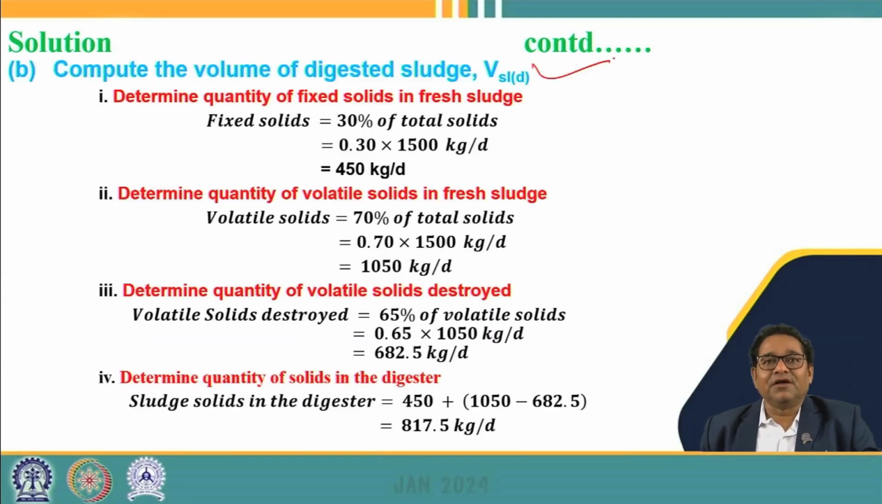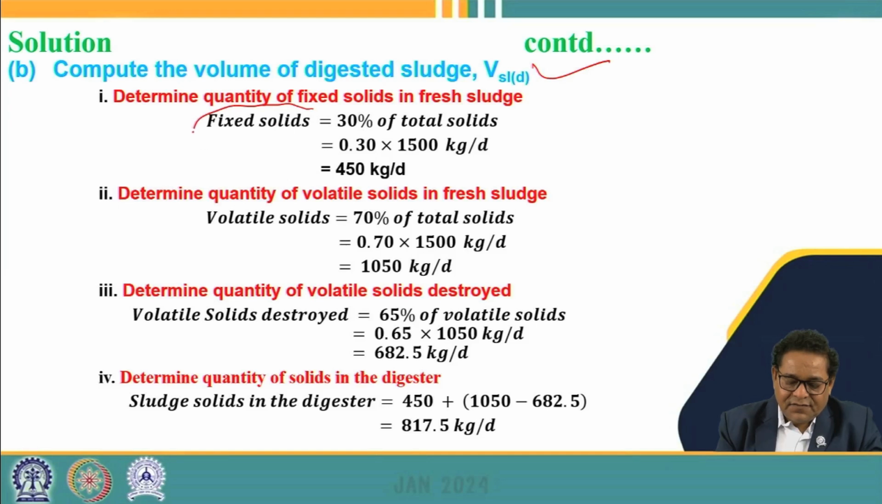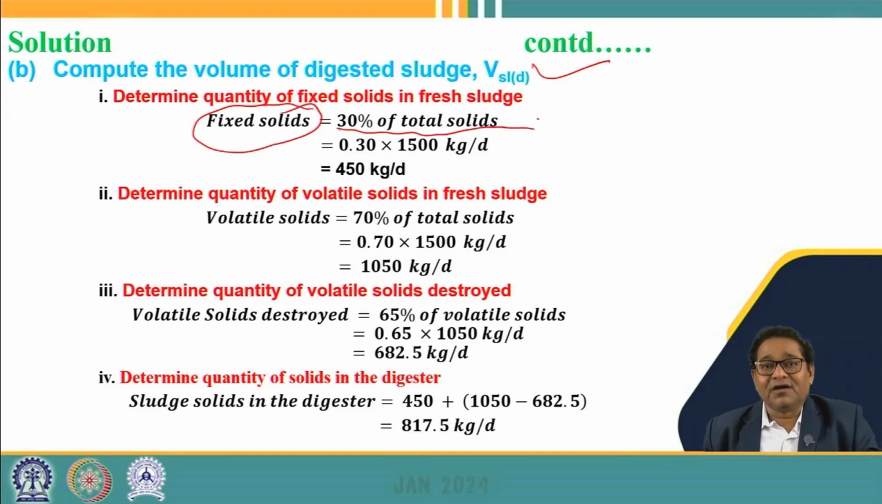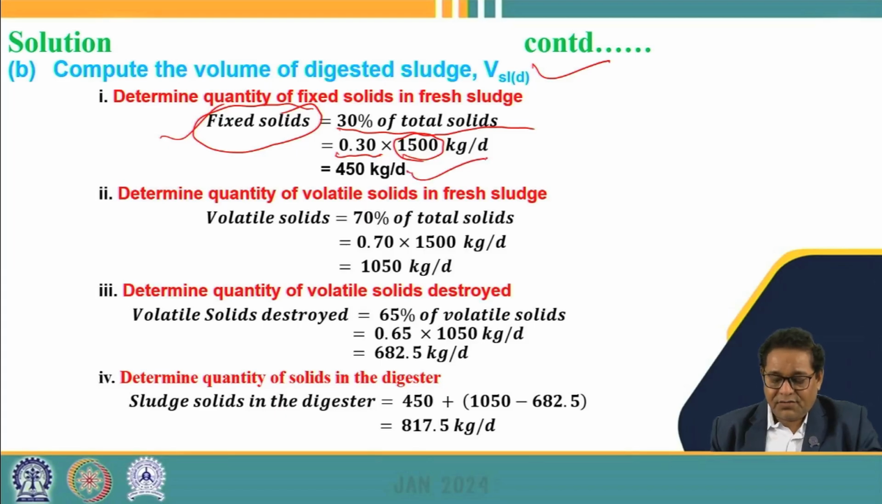And now determine the volume of the digested sludge also. For determination of the volume of digested sludge, we first have to find out the fixed solids. As per the numerical, 70% of the solids are volatile, while the rest are fixed solids. So fixed solids will be 100 minus 70, which equals 30% of the total solids. So 30% of the total solids generated, which is 1500, multiplied by 0.3, gives 450 kg per day. That will be the amount of fixed solids generated per day.